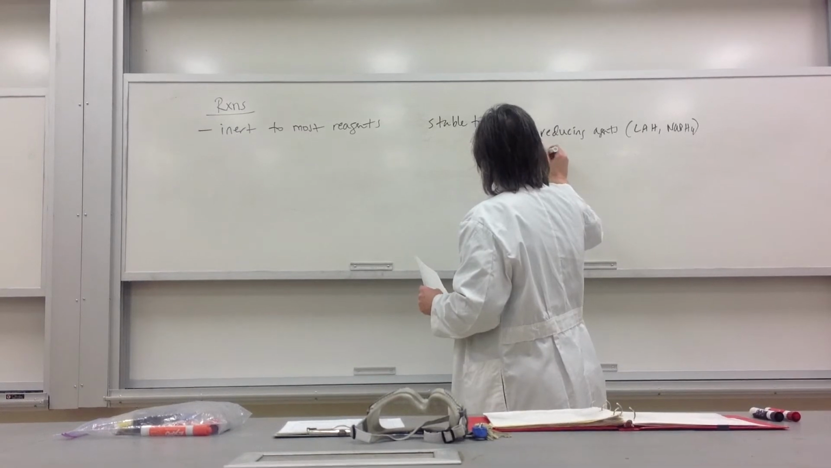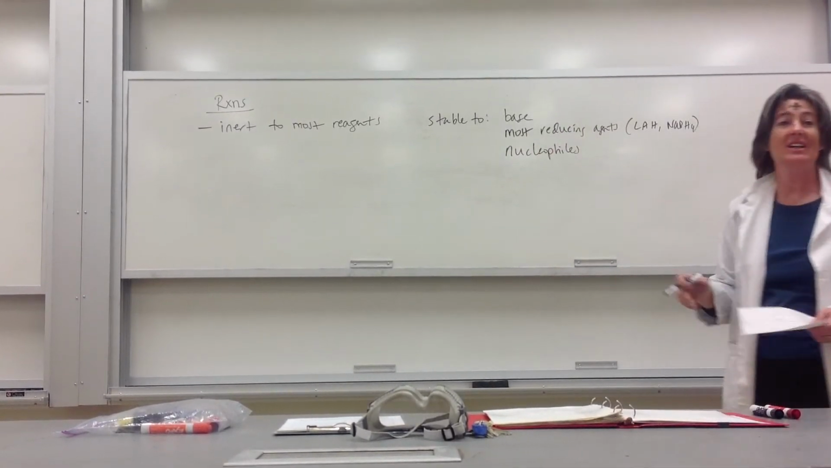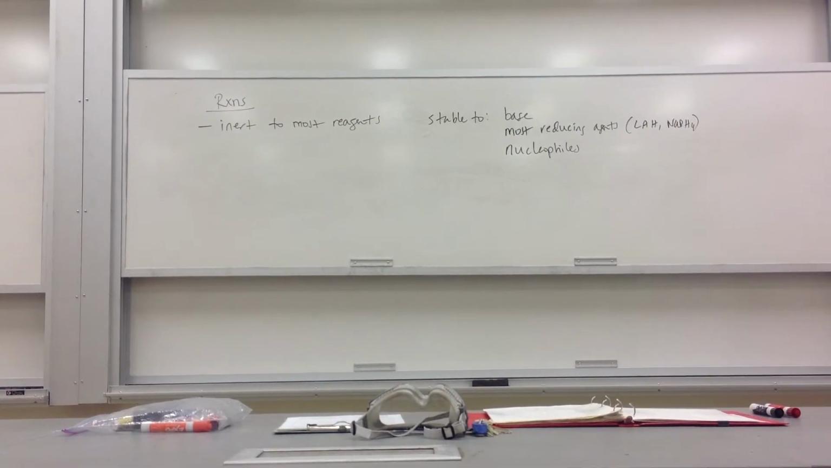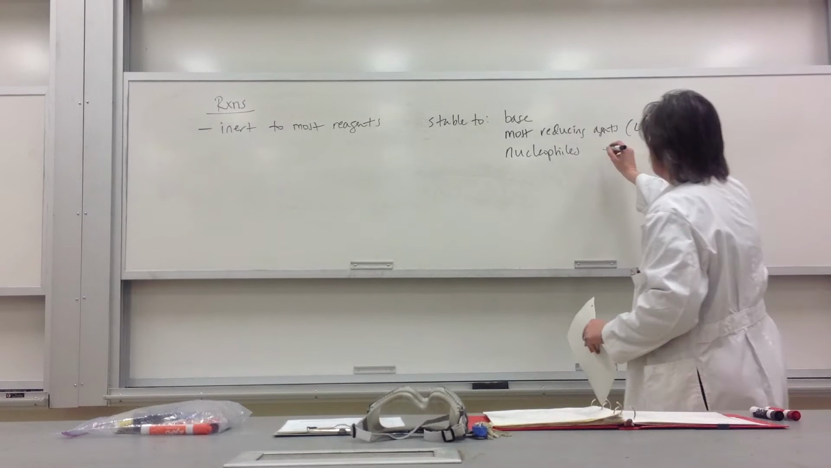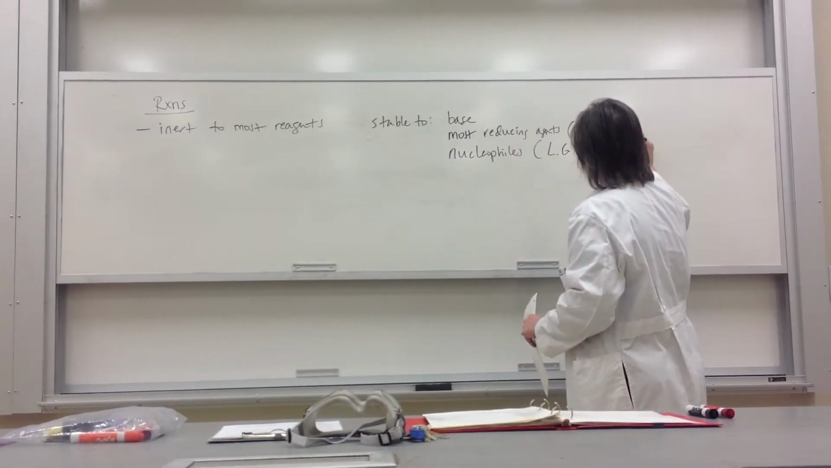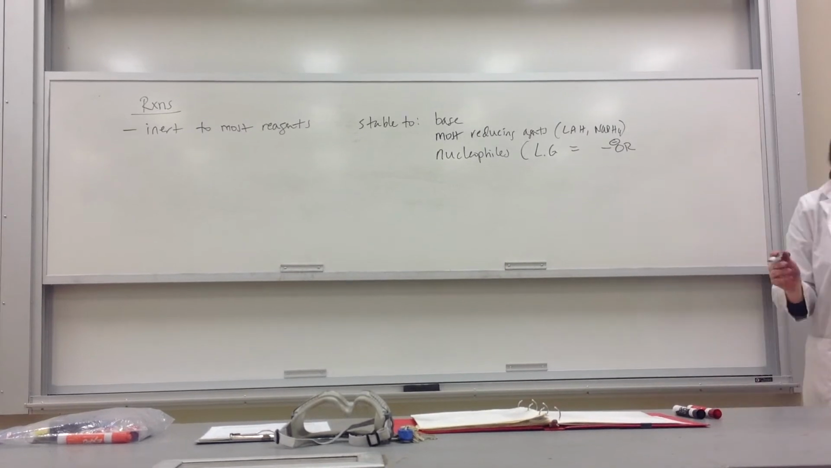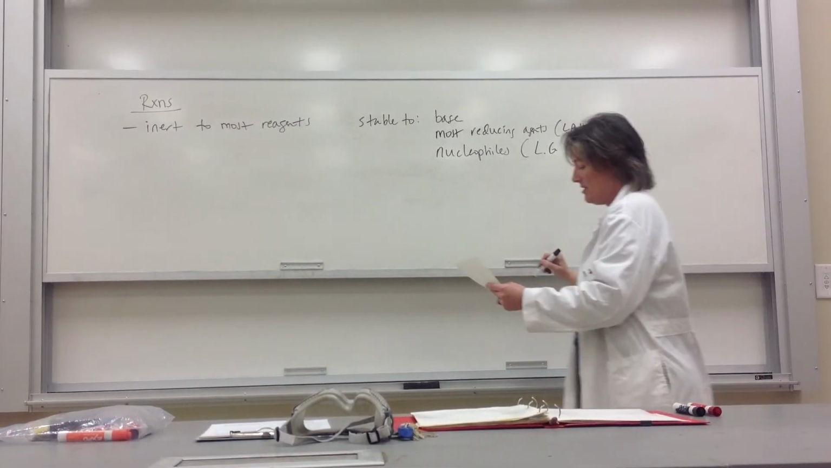Nucleophiles. So you can put in just about any nucleophile you want to. They won't react with it. That's because if they did, the leaving group would be this, OR minus, which is terrible. It's a rotten leaving group, so they won't react with nucleophiles.